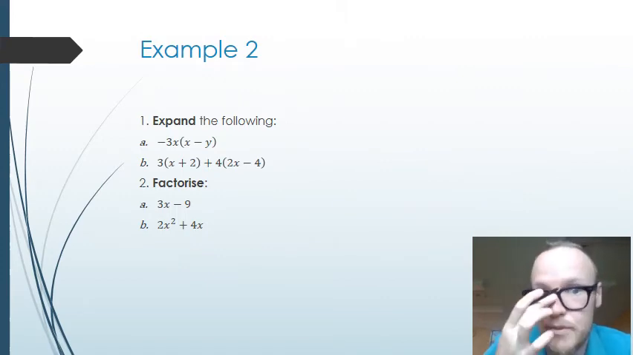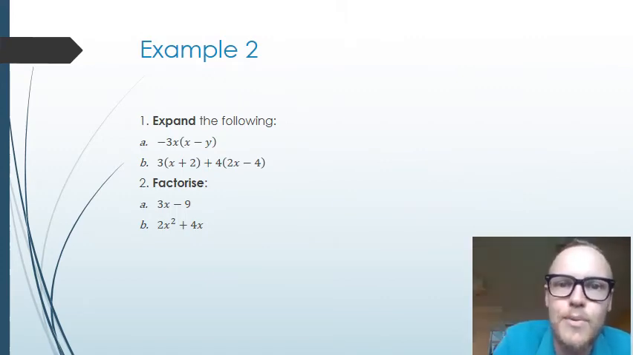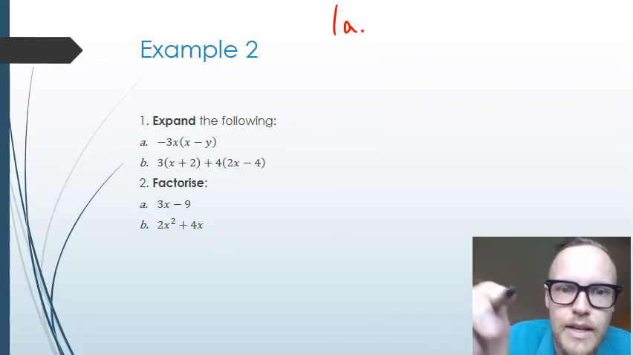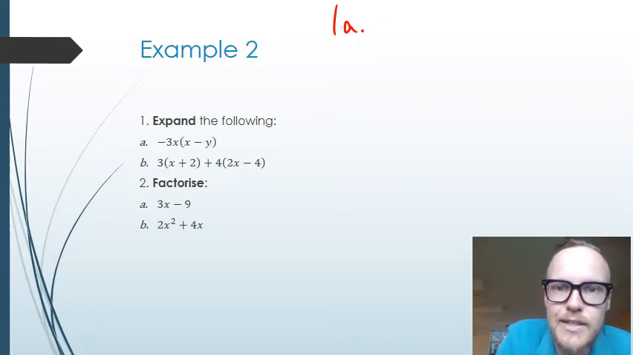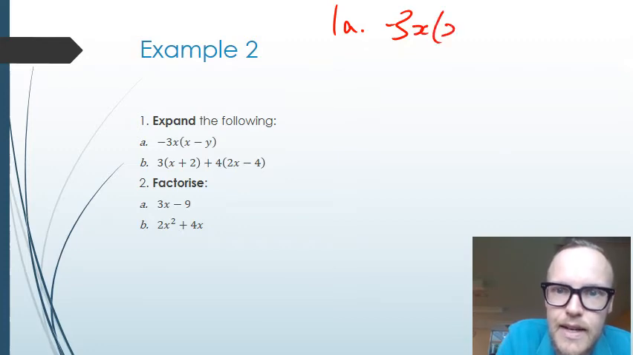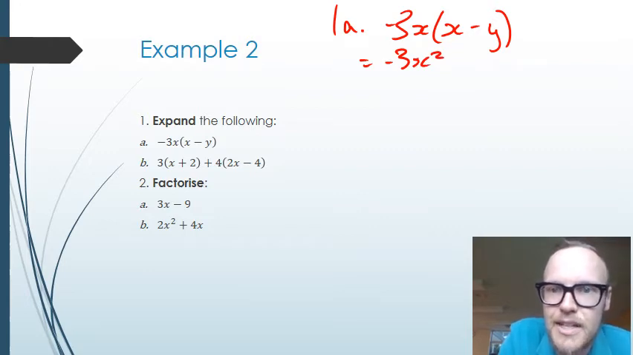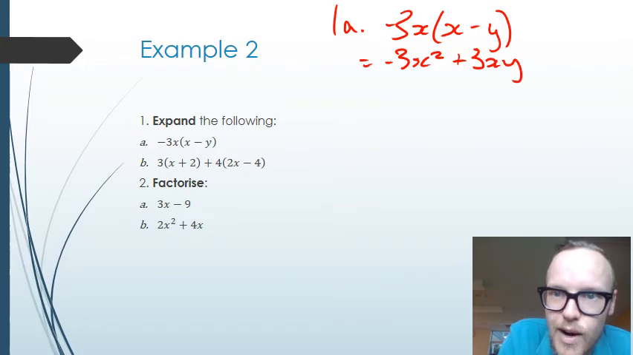So let's have a look at a couple of examples now. If we look at example 1a, here we've got to expand this expression, negative 3x times x minus y. So expanding this out, we've got negative 3x times x is going to be negative 3x squared. Then I've got a negative times a negative, so it'll be a positive, negative 3x times negative y, it'll be positive, so it'll be 3xy.